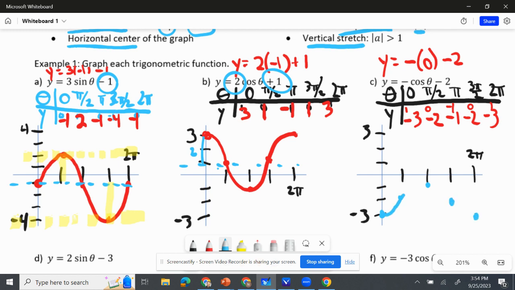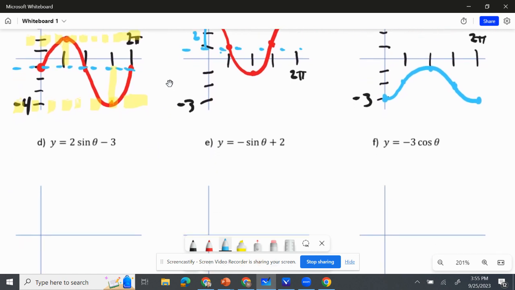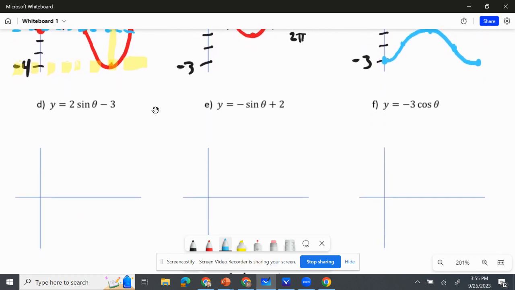Notice that this time with the cosine curve, what's happening is that it's starting at the bottom and it's going up. And that's specifically because of the negative. The negative flips the direction of the curve. Okay, pause the video and try the next 3 on your own and see how you're able to do.